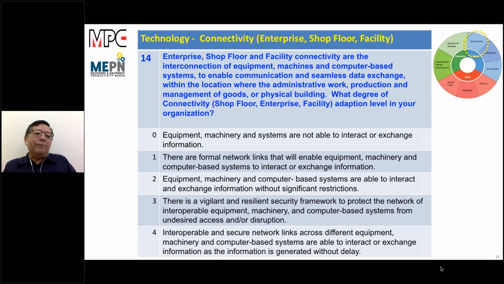Then number 2 is the equipment, machinery, and computer-based systems are able to interact and exchange information without significant restriction. Means that the machines and equipment can already exchange information through cable communication or wireless communication. Number 3 is the vigilance and resilience of the security framework to protect the network and the interoperability of the equipment, machinery, and computer systems from undesired access and disruption. Means that they have already designed the system, the framework or the communication is already in place.